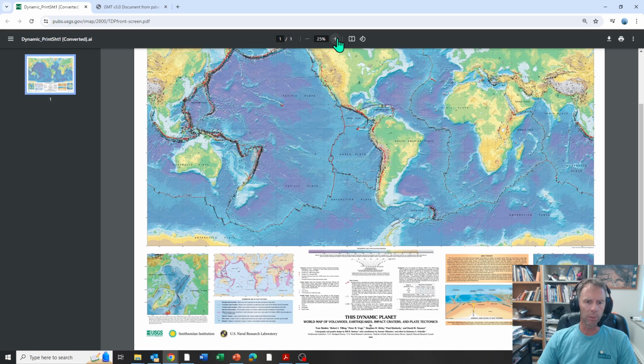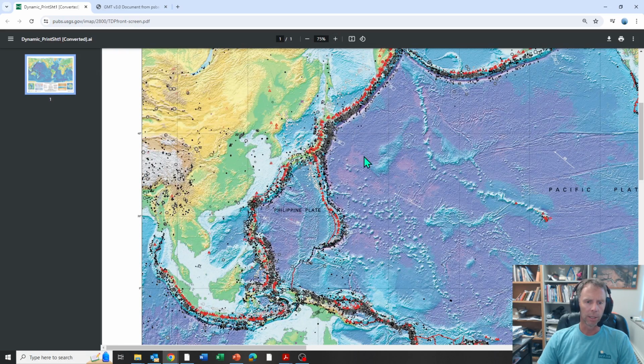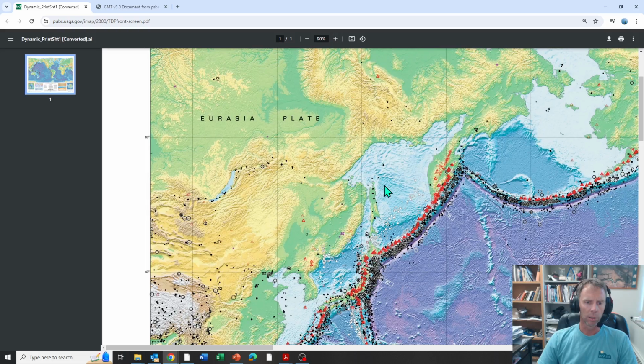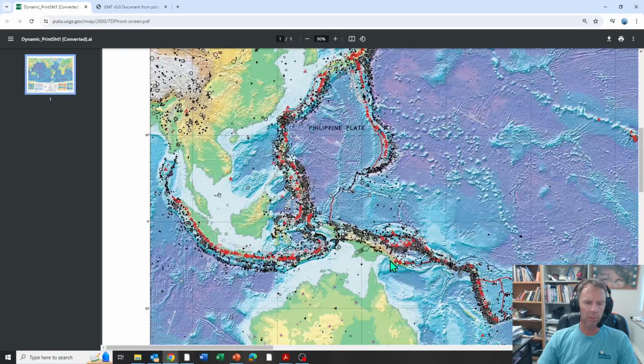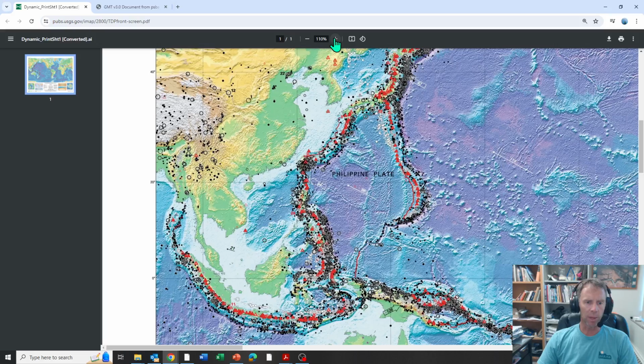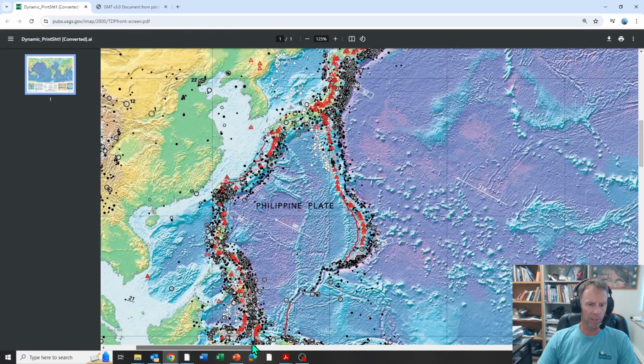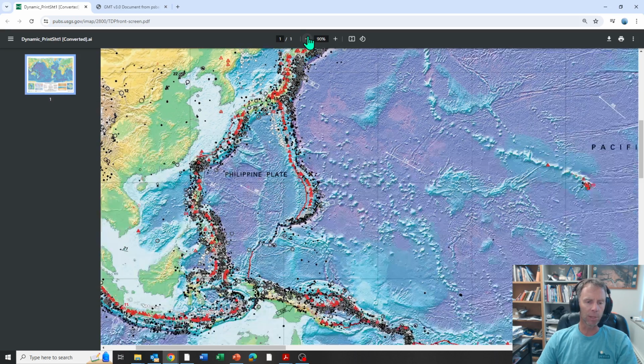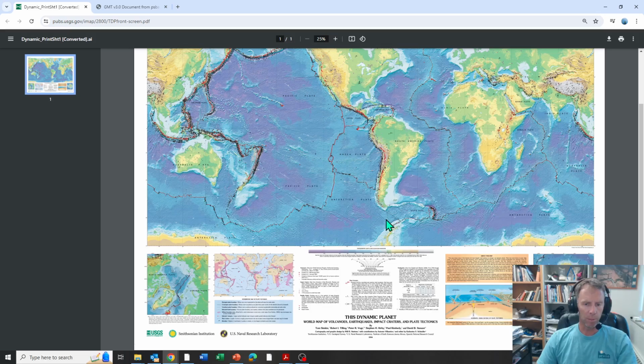So if we zoom in, for example, let's say we go over here to the West Pacific, we can see what this map shows nicely, and one reason why I love this map so much is it shows several things. It shows the plates. The white arrows are the directions the plates are moving. The little number is their rate of motion in millimeters per year. The red triangles are the location of earthquakes, and the dots are earthquake locations.